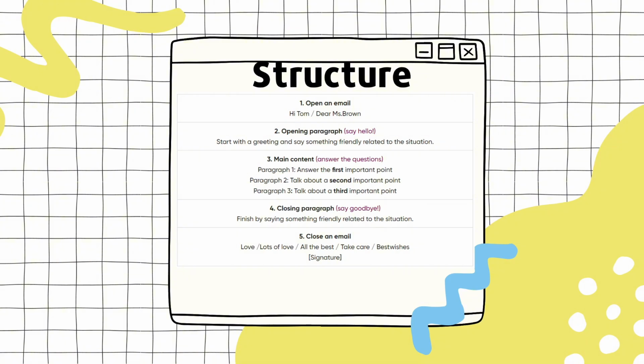And then when you have an opening, you have a closing. So you need to close your email. How do you close? You say goodbye. So finish by saying something friendly related to the situation, or for example, maybe you want to see them again in the future, those kinds of things. Okay, and then close an email. Okay, you have opening and closing. You have to open and close an email. So this is where you put in the ending note. For example, love, lots of love, all the best, take care, best wishes, and then you put your signature at the bottom. Sometimes you put your name as well at the bottom. Alright.